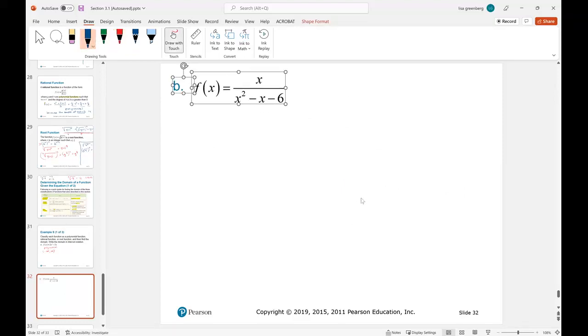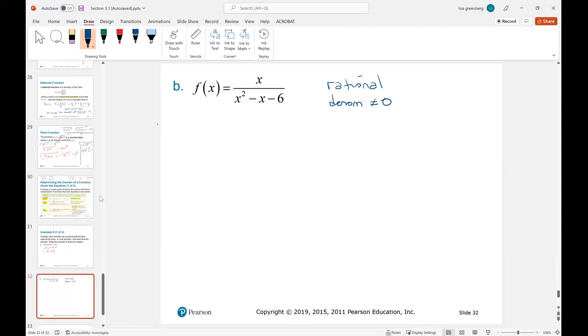Okay, so now we want to figure out, is this a polynomial? No, it has a denominator. Is it a polynomial over a polynomial? Yes, it is. A polynomial over a polynomial is a rational function. Okay, and now what I want to do is figure out what the domain is. Well, the numerator can be anything, but we have to make sure that the denominator cannot equal 0.